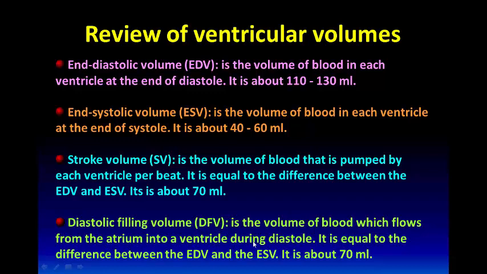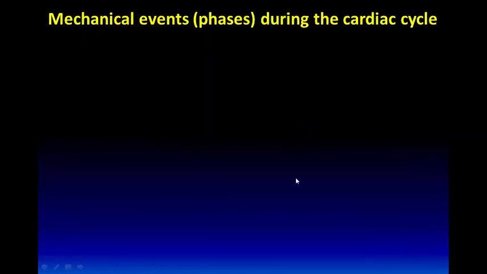The diastolic filling volume, DFV, this is the volume of blood which flows from the atrium into the ventricle during diastole. It is equal to the difference between the end diastolic volume and the end systolic volume. So it is about 70. It is equivalent to the stroke volume. So now let's describe the mechanical events, the phases during the cardiac cycle in more detail.